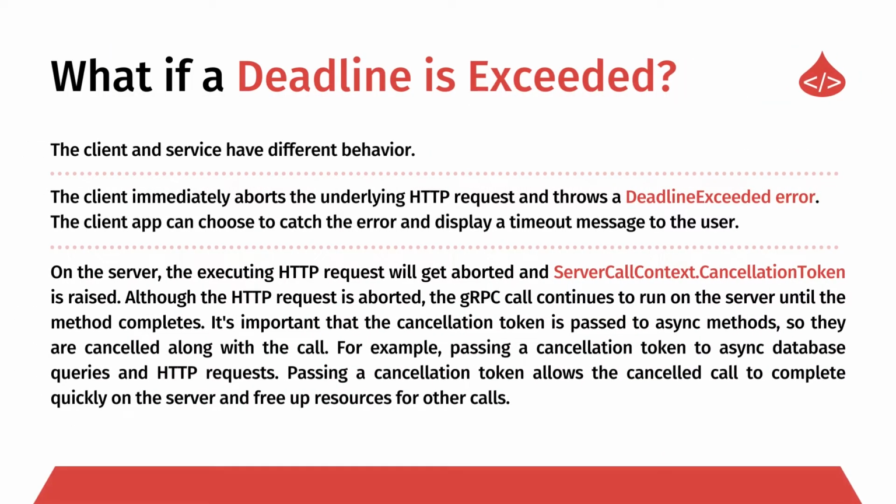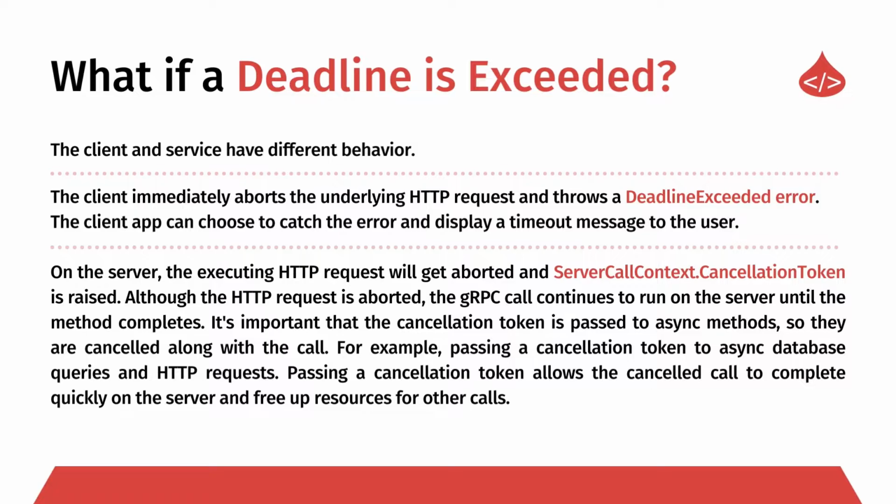So what if a deadline is exceeded? The client and the service have different behavior. The service means the gRPC server application. The client immediately aborts the underlying HTTP request and throws a deadline exceeded error. The client app can choose to catch the error and display a timeout message to the user. So we can just use a try catch and display an error message to the user, something like the request timed out.